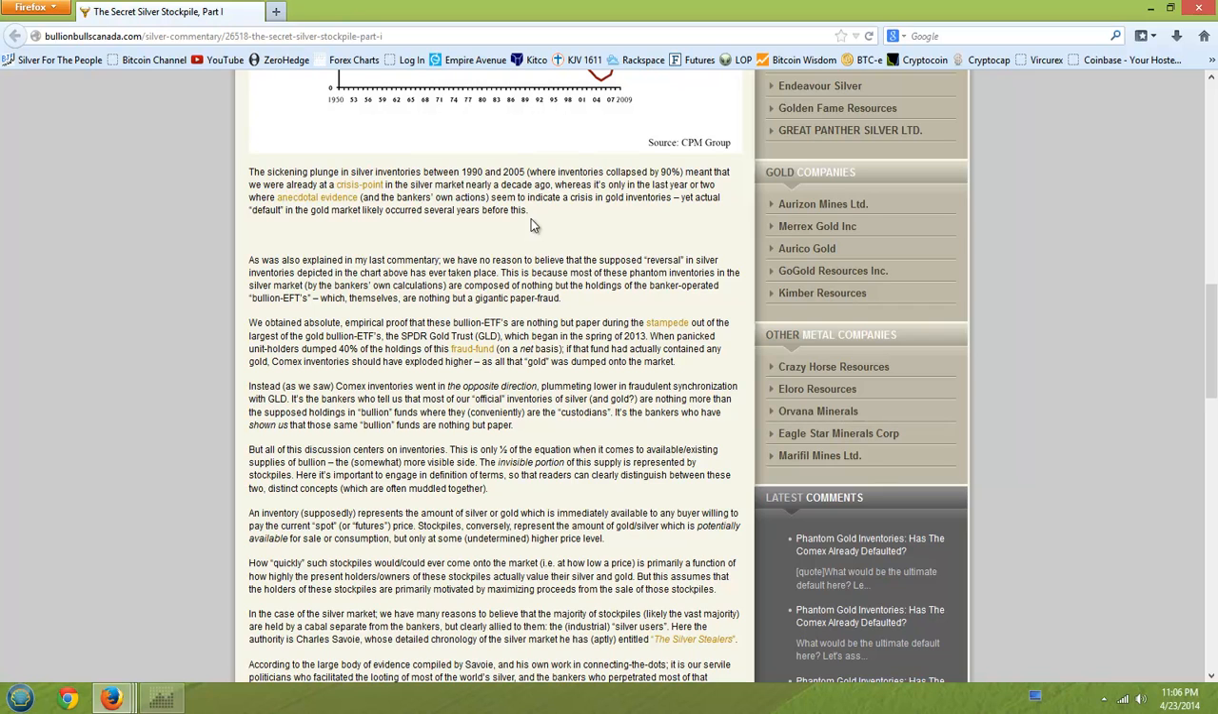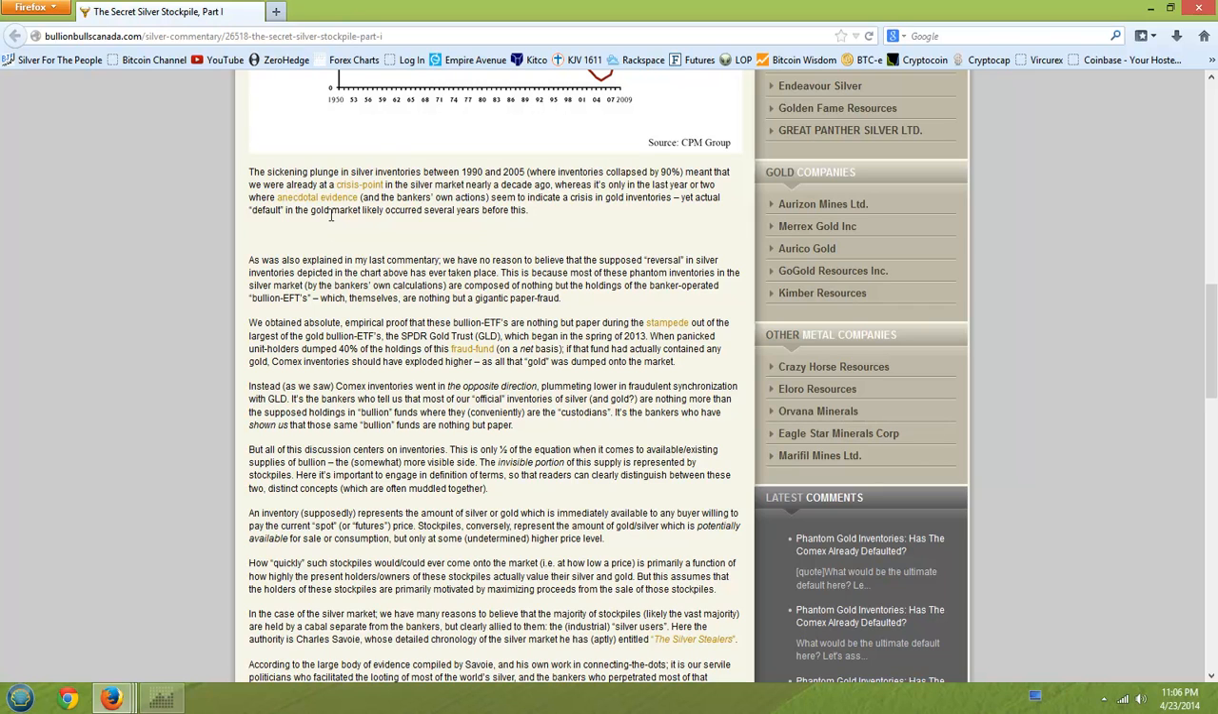This is because most of these phantom inventories in the silver market, by the bankers' own calculations, are composed of nothing but the holdings of the banker-operated bullion ETFs, which themselves are nothing but gigantic paper fraud. I agree. We obtain absolute empirical proof that these bullion ETFs are nothing but paper during the stampede out of the largest of the gold bullion ETFs, the SPDR Gold Trust, GLD, which began in the spring of 2013 when panicked unit holders dumped 40% of the holdings of this fraud fund on a net basis.